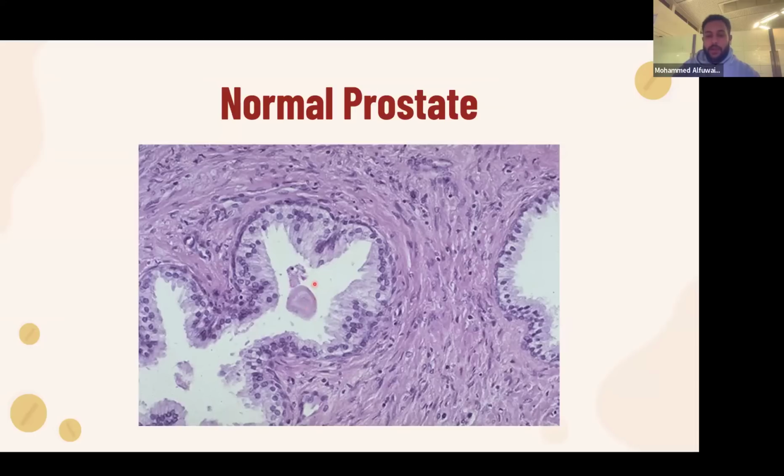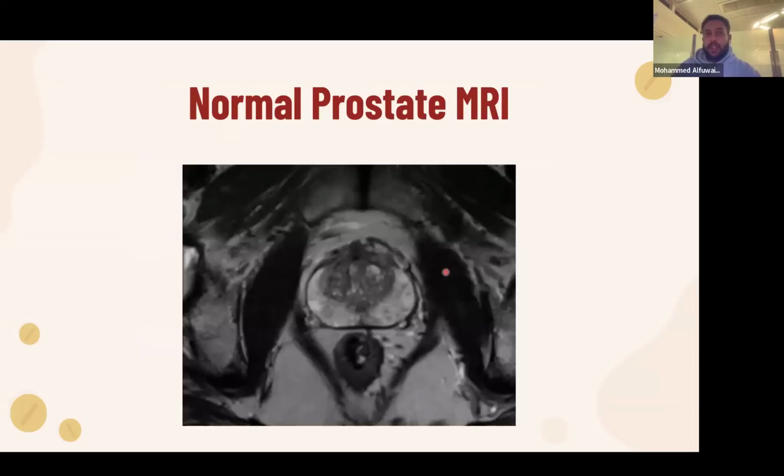This is a protein, it's corpus amylacea. Anyways, it's for you to know that this is the prostate. And then you have the stroma. Now, one way we can diagnose prostatic diseases is MRI.